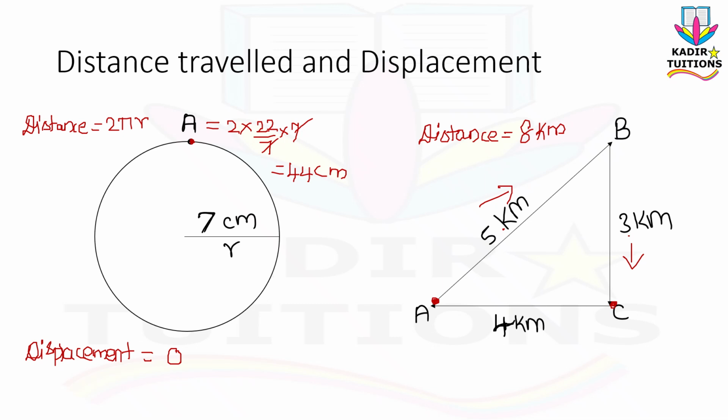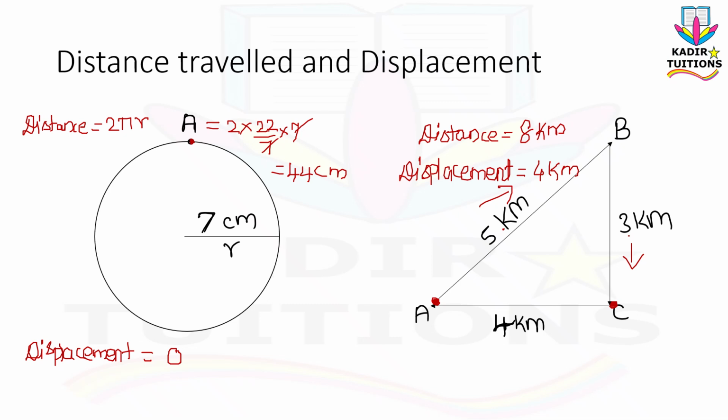The next one is what is displacement? What is the meaning of displacement? We need to consider what is our initial position and final position. A is our initial position, C is our final position. What is the shortest path between A and C? It is 4 kilometer. That's why the displacement is 4 kilometer.